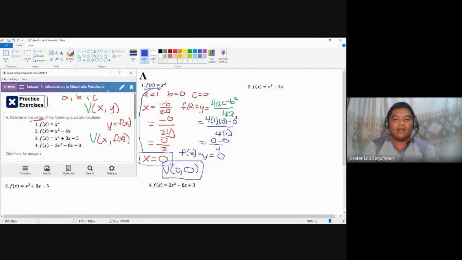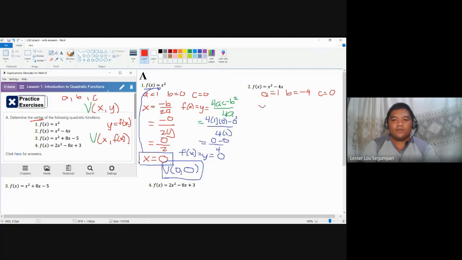Simply substitute the value for x to the given, and whatever the value for f of x, that's your point. So this is your vertex. Let us try it in number 2. Number 2, the a coefficient is 1, b coefficient is -4, c coefficient is 0.